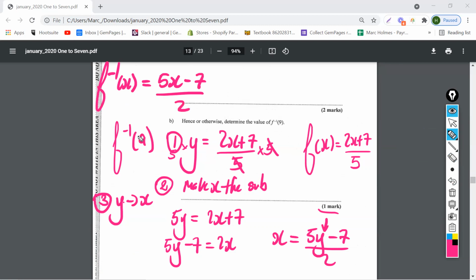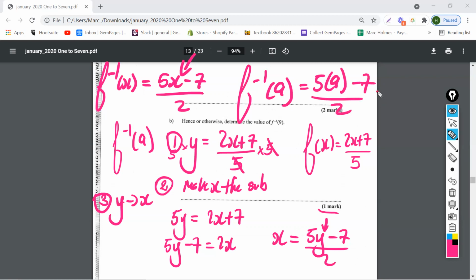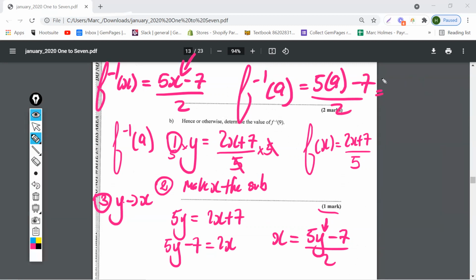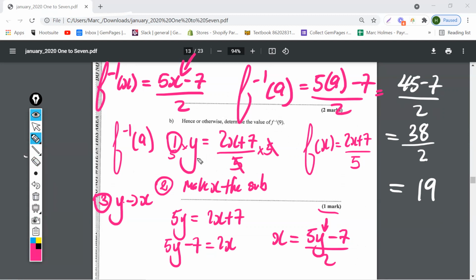So to find f to the -1 of 9 now, we just need to put a 9 in here, and it's going to be 5 times 9 minus 7 over 2, which is 5 times 9 is 45, minus 7 over 2, which is 38 over 2. So the answer is 19. So that's how you do this one. So the answer is 19.